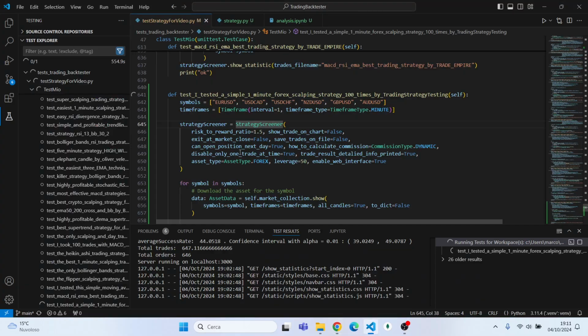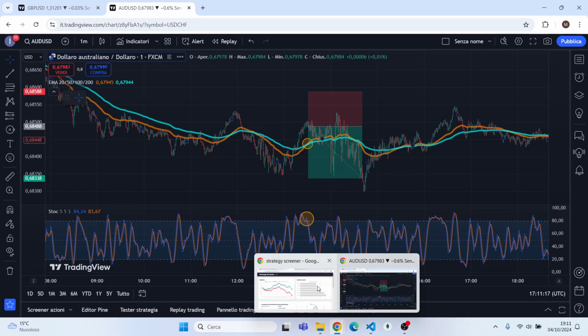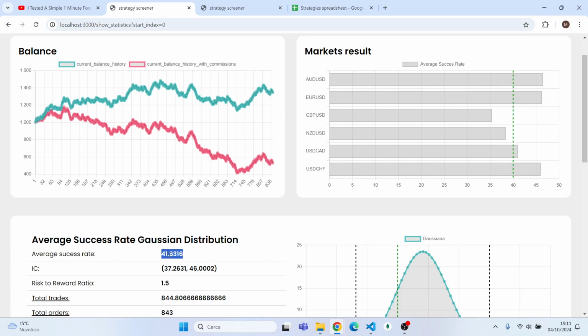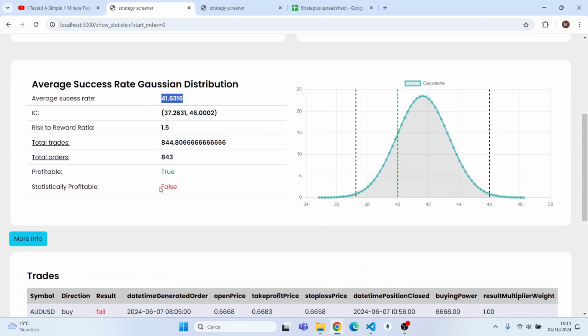This strategy seems profitable. Let's see how it performs over 1 year of data. As you can see, quite good results, but there are some problems. The average success rate is greater than the average success rate to break even. In fact, it was profitable, but not profitable with commissions. And it was also not statistically profitable. As you can see, it doesn't go past the average success rate to break even.